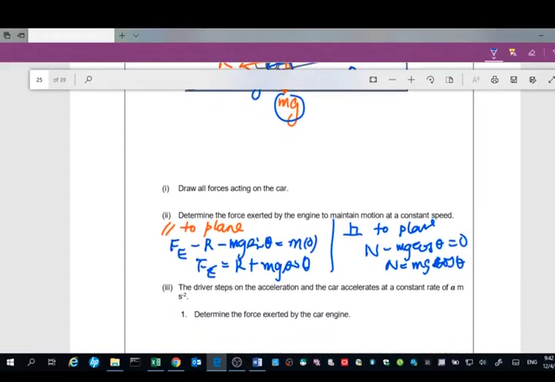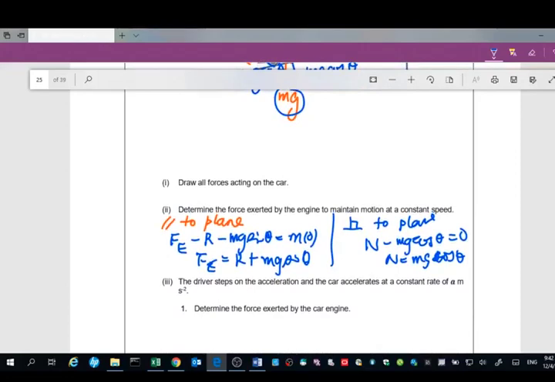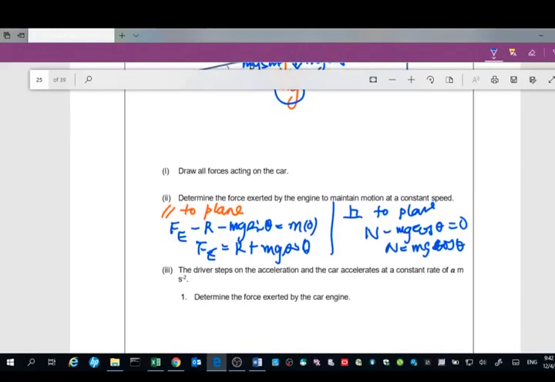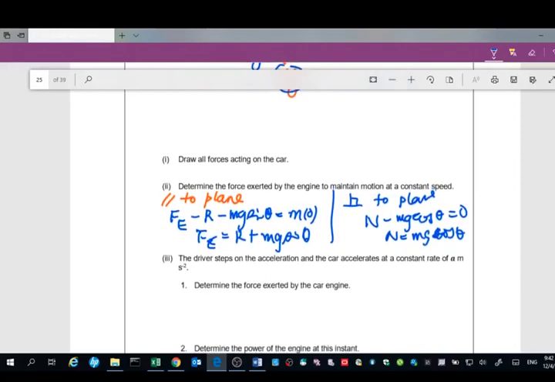Right. Now, what happens if, similar to the previous question, the driver steps on the accelerator and there's an acceleration. So again, we continue from this equation here. Similar. Okay, this one should be beta instead of theta. So let me just do the correction here. This one should be beta. It should be beta. This should be beta.